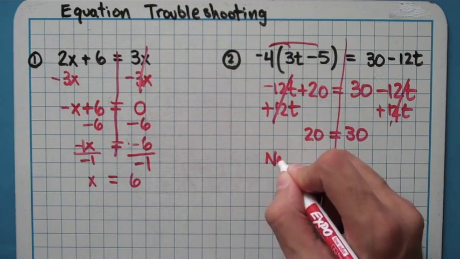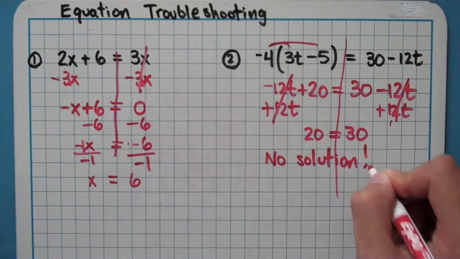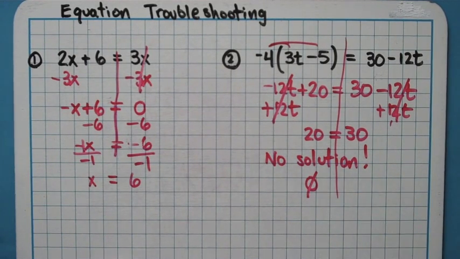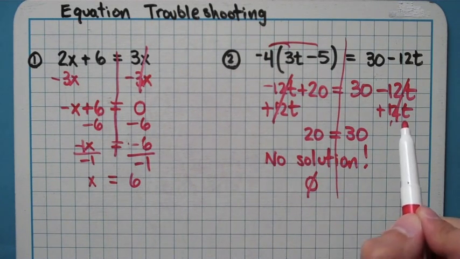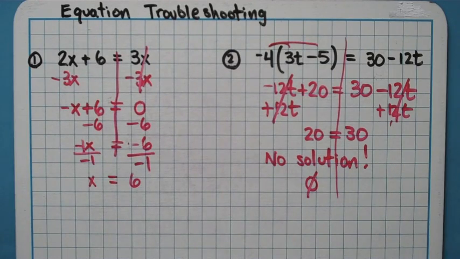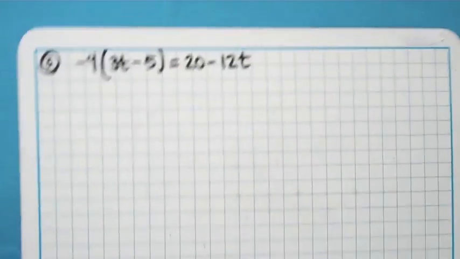We would say either no solution, because 20 clearly doesn't equal 30, or the symbol for that in math that we typically use, it's like a 0 with a line through it like this. So there is no answer to that problem because both of our variables canceled. All we got was a number equals a number, and it wasn't true. So there's no solution. I took the exact same problem, but tweaked it just a little bit.